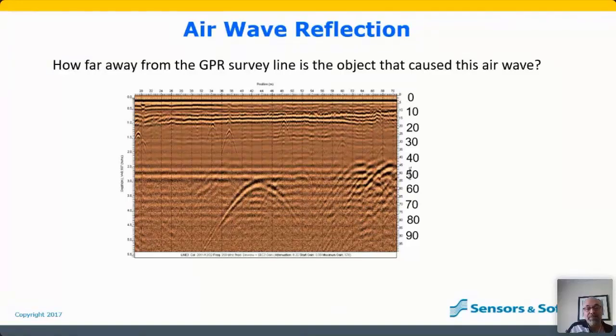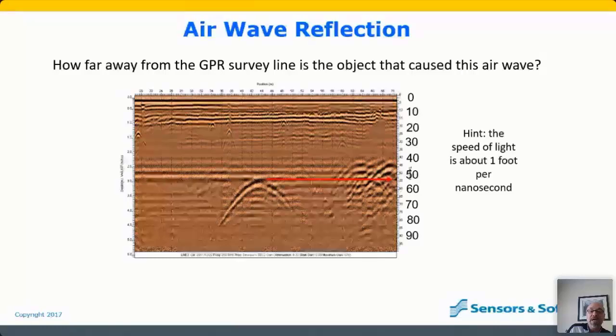Let's go back to this data and let me show you a little trick here, which just allows you to identify where the object is. So remember, the speed of light is about 1 foot in 1 nanosecond. If you happen to have a time scale on your GPR, which not everyone does, they usually have a depth scale, you can look at that time scale and figure out how far away that air object is. So in this case, I look at it and I say, okay, it's around 54 nanoseconds. So it took 54 nanoseconds for that airwave to come back.